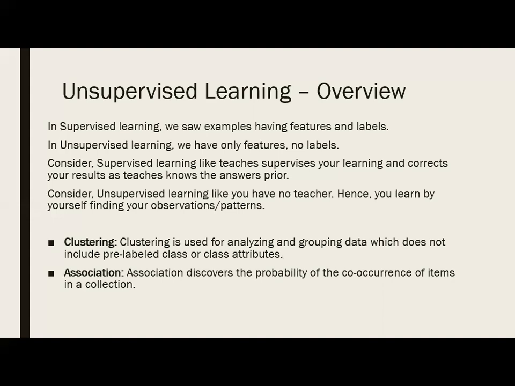In unsupervised learning, we have only the features. We don't have any labels. Consider everyday life also. There may be some students who have a good teacher, good school, good environment, and they learn from the school or the college by great teachers. Whenever they make mistakes, the teachers will correct them, and again, they will improve their knowledge. After that, they will become great students or great people in life. Those are one kind of people.